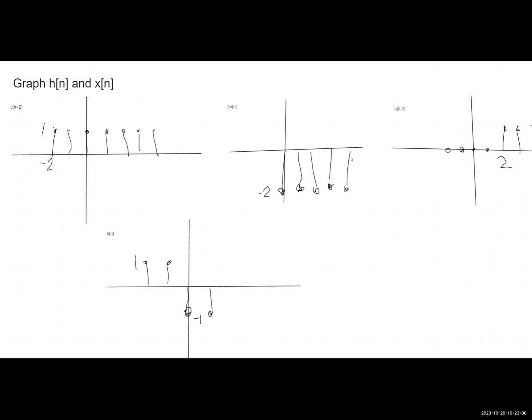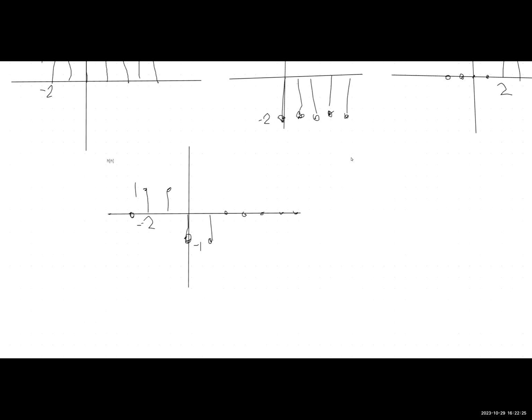So h of n basically consists of 4 points, where at -2 and -1 it has a value of 1, and at 0 and 1 it has a value of -1. Is everyone clear on this? Anyone have any questions for how to draw h of n?